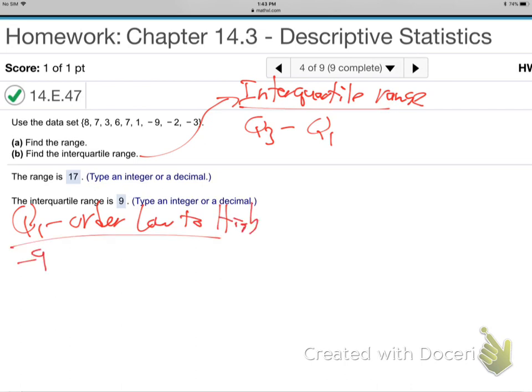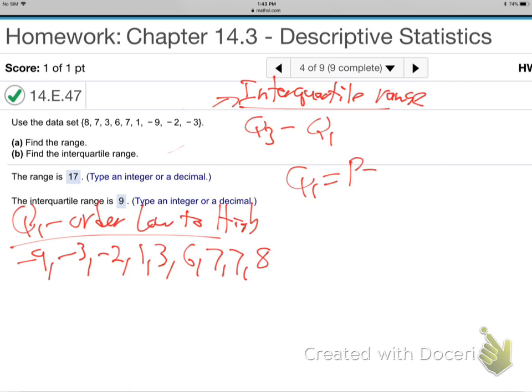So what's the lowest number? Negative 9. I'm just going to cross them off as I go. Negative 3, negative 2, 1, 3, 6, 7, 7, 8. Here we go. There's the numbers from low to high. Okay. And now, how do you find Q1?